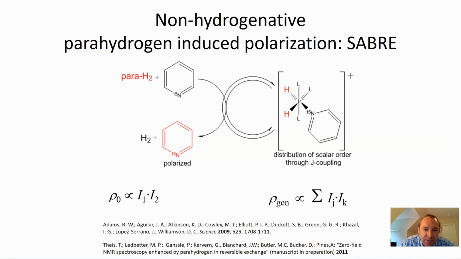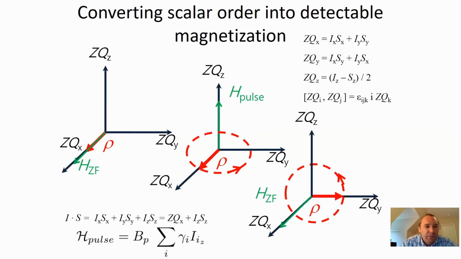And again, just to say the same thing one more time, the generated density matrix aligns itself with the Hamiltonian, which is just a J-coupling, and they are all represented by the same operators. They're all represented by just scalar products of the spin operators. So now we can go back and try to understand the experiment again in the zero quantum environment that we introduced earlier.